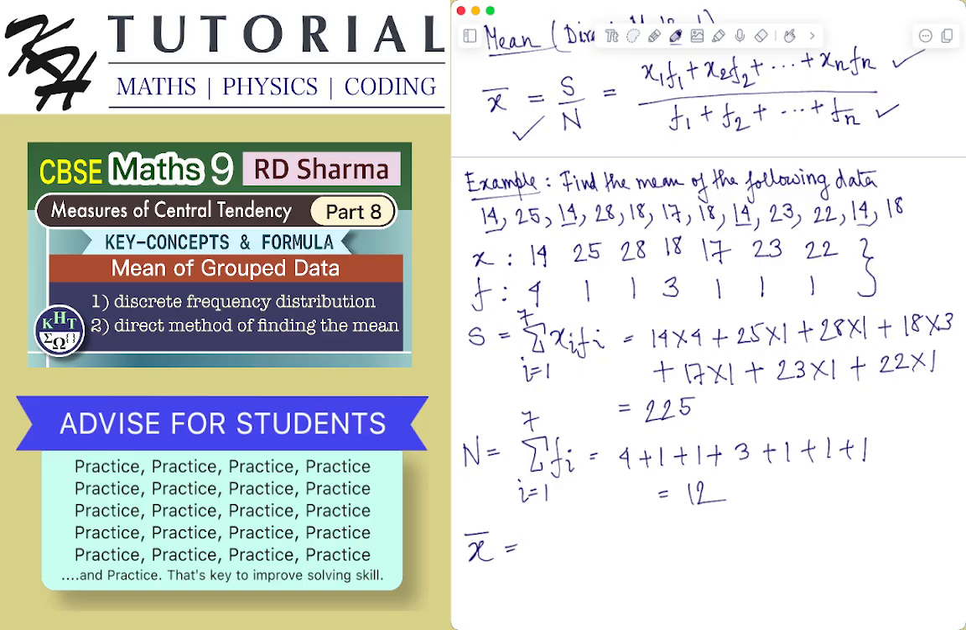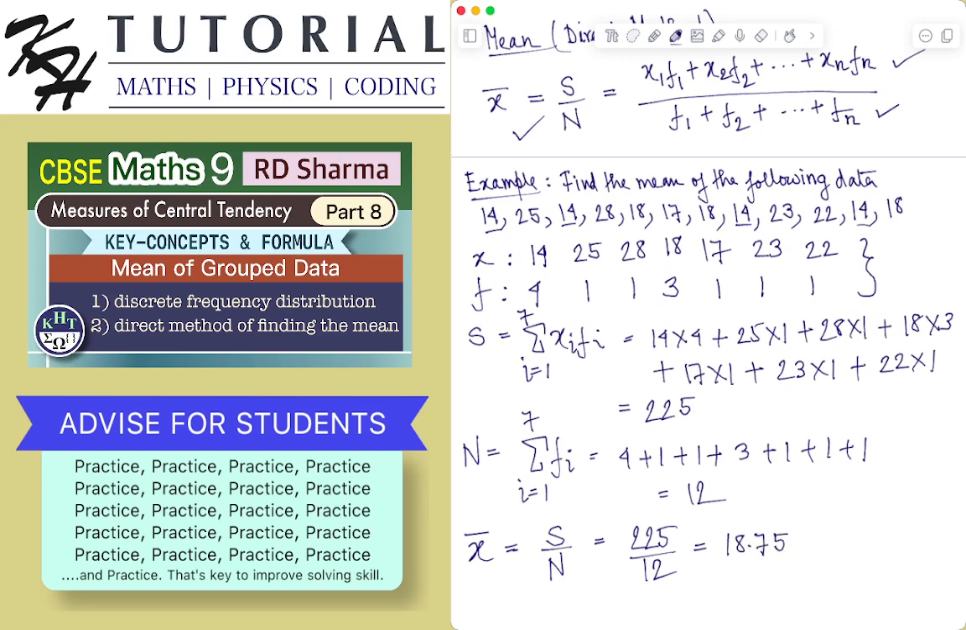Then the mean that we calculate from the discrete frequency distribution, which is based on the given raw data, will be S by n, which is 225 divided by 12, which is 18.75.